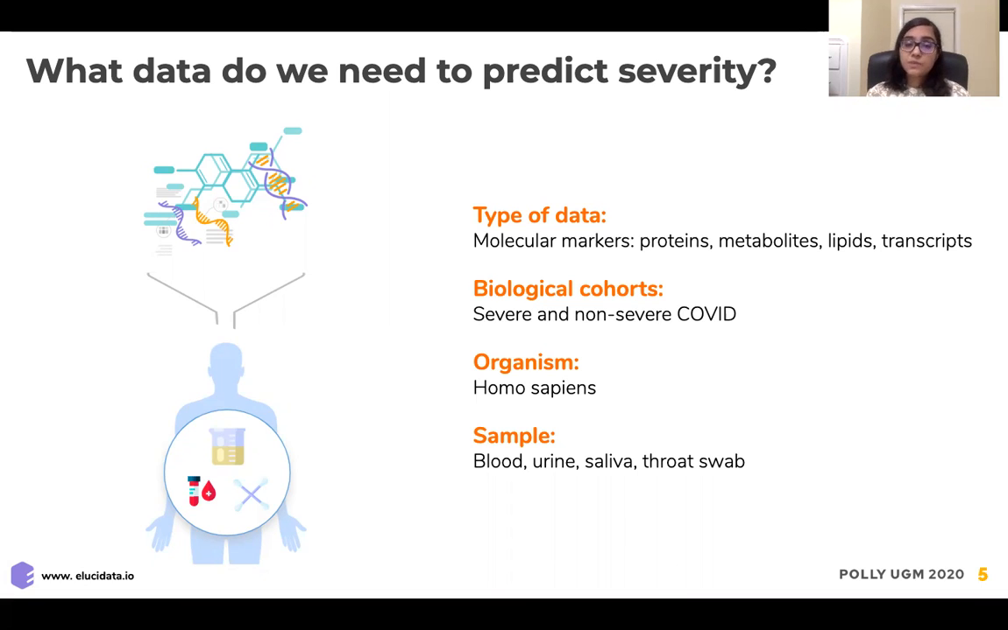This is a severity prediction. So for other types of research questions, you can also go for animal models or cell line in vitro data. But in this particular case, it makes sense for us to gather this data in humans. And ideally, we would need a sample that can be collected in the clinical setting easily, such as blood, urine, saliva, or a throat swab. A tissue biopsy sample, for example, here would not be the most practical one, since you can't do that widely on a large number of patients.